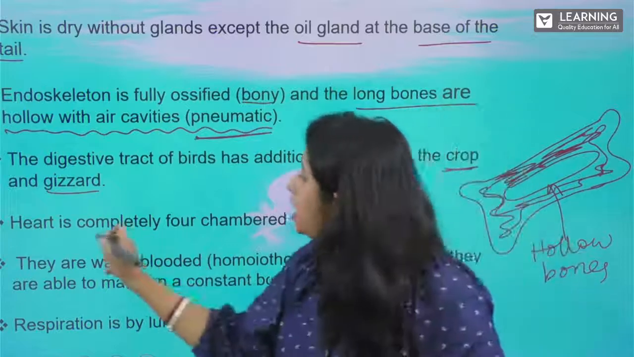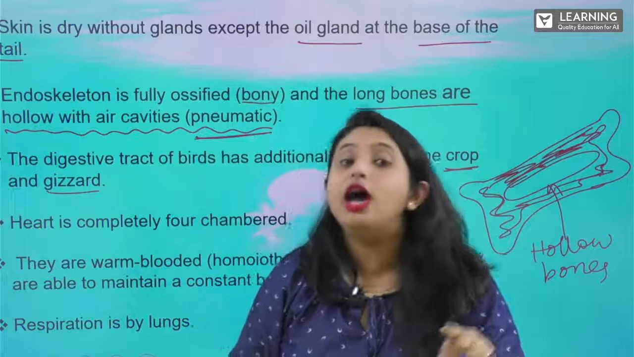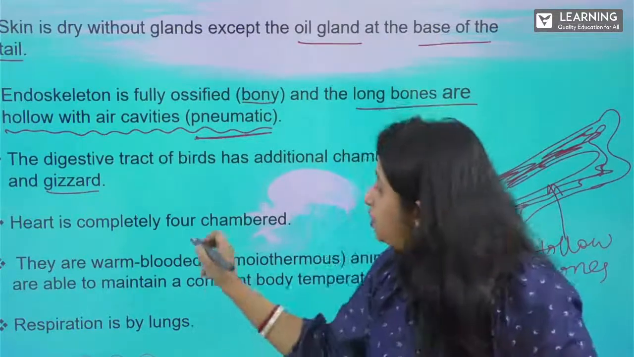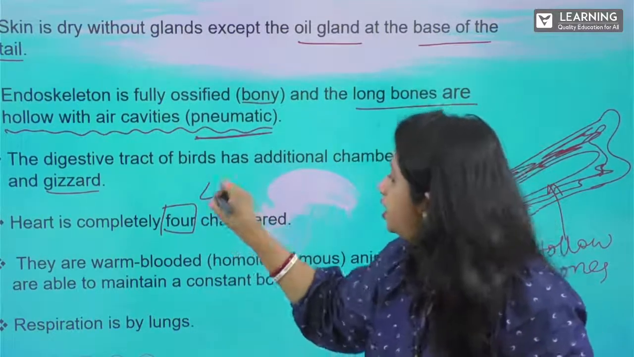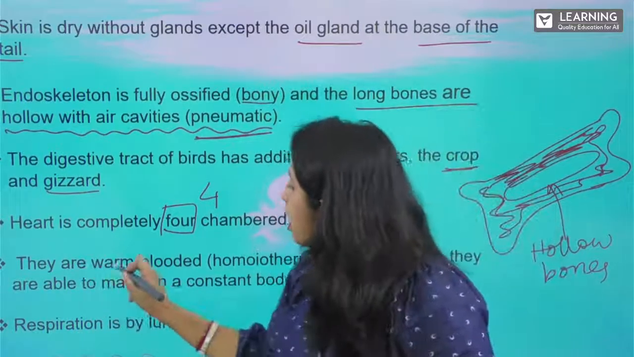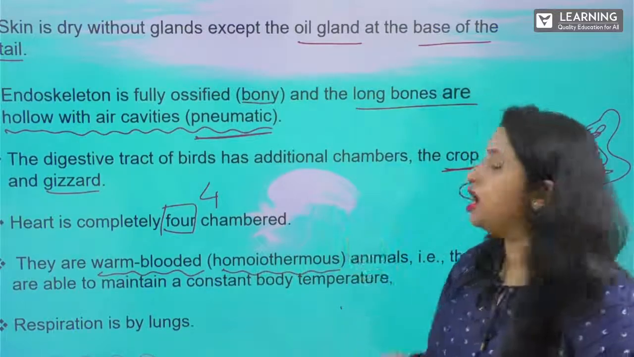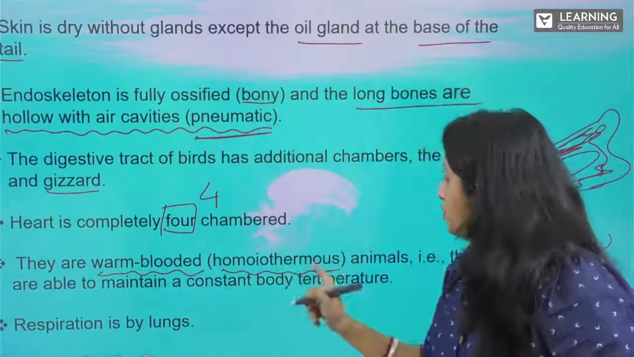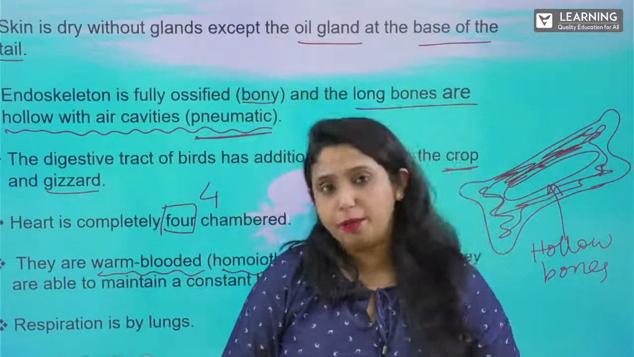Clear? So the heart is completely four chambered. In case of aves, that is birds, how many chambered heart do they have? They have a four chambered heart. Then they are warm-blooded, that is homeothermous. Warm-blooded animals are known as homeothermous. That is, they are able to maintain the body temperature.